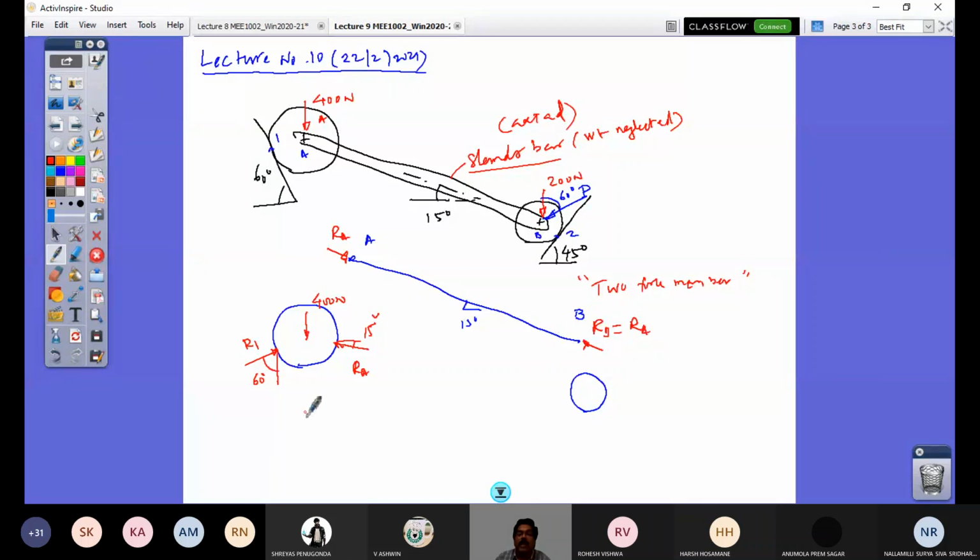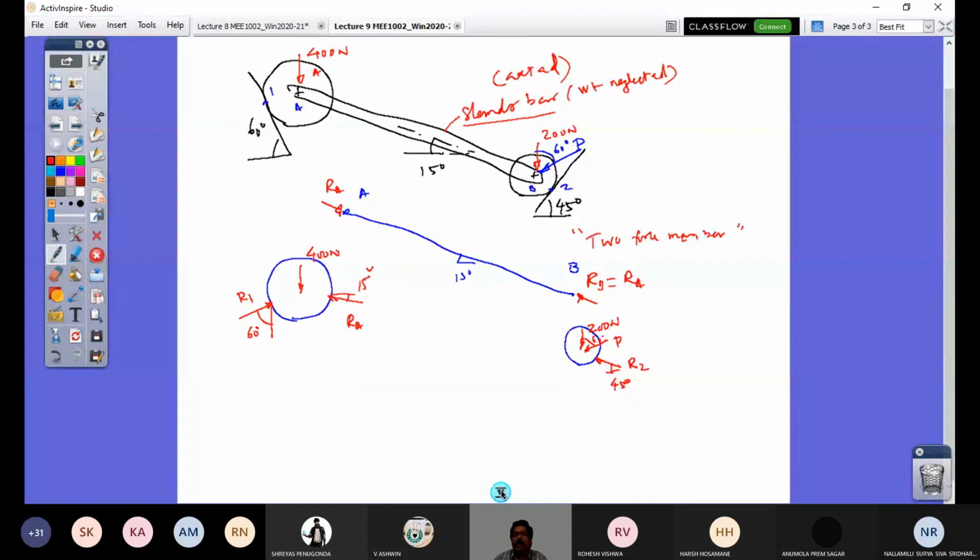And then again, the free body diagram of this smaller sphere: one is 200 Newton, that's its load, and the force P, which is externally applied at an angle of 60 degrees. And of course, the reaction at point 2, which is R2, with the orientation 45 degrees. So these are the free body diagrams. Now I can solve for all the unknowns and the required magnitude of P for this configuration.